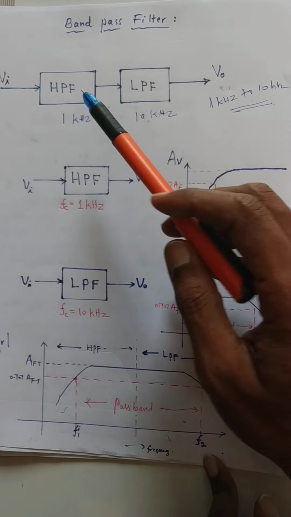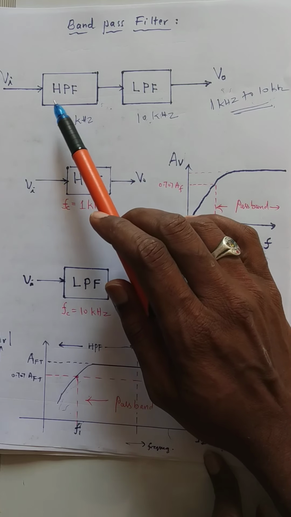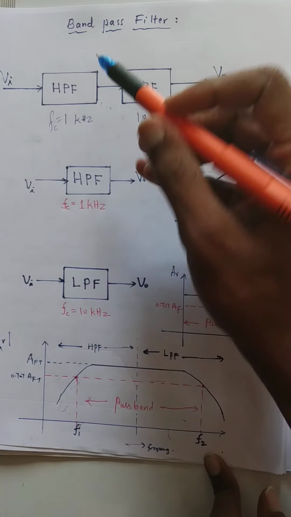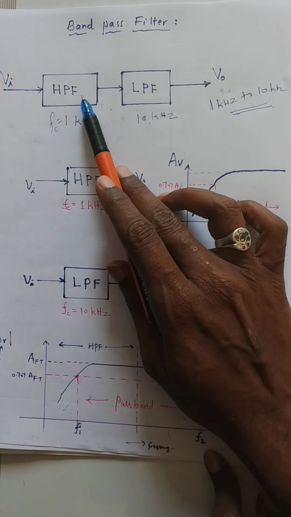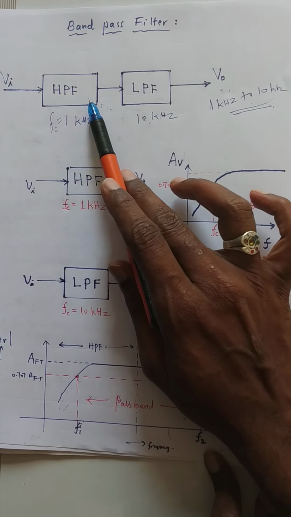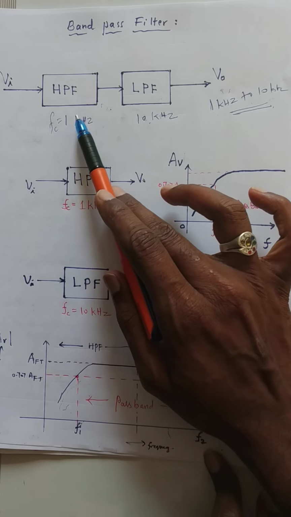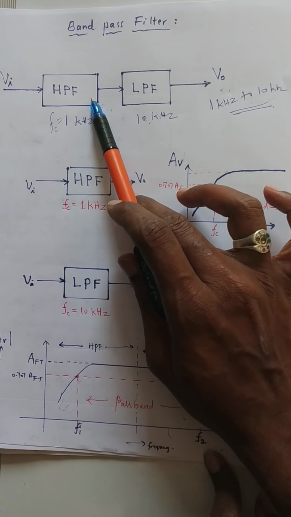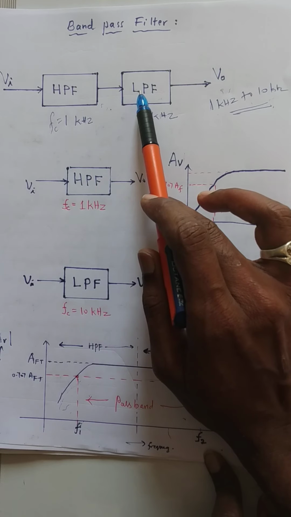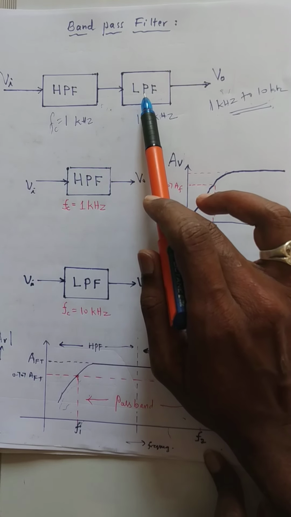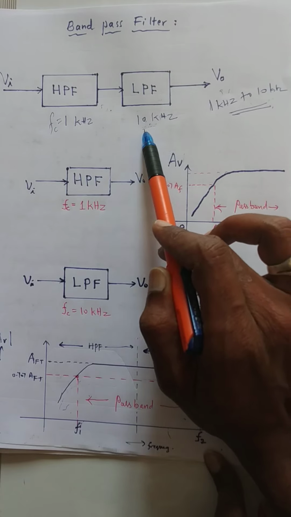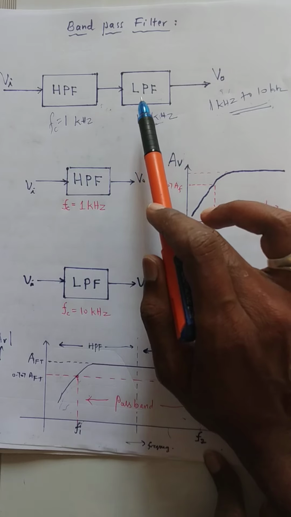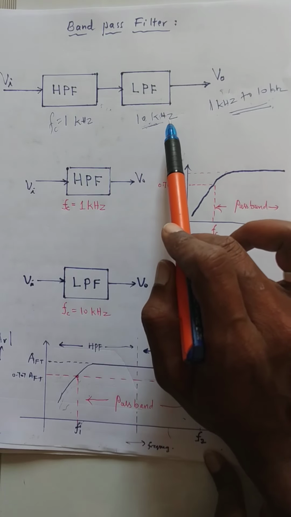Suppose I connect these two in cascade like this, what happens? For the high pass filter, the cutoff frequency FC is equal to 1 kHz, so it will allow or pass the signal frequencies only above 1 kHz. Up to 1 kHz, it will block the signals. Such a signal is given to the low pass filter. Since the cutoff frequency is set to 10 kHz for this filter, it will allow all the signal frequencies up to 10 kHz.